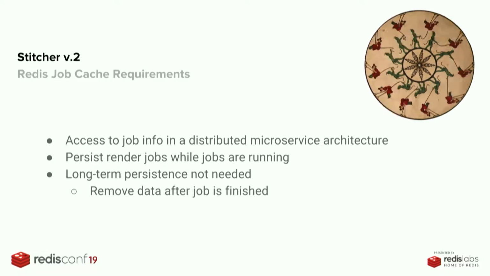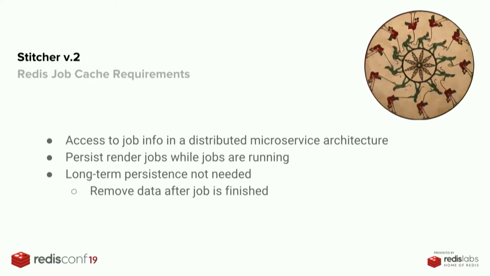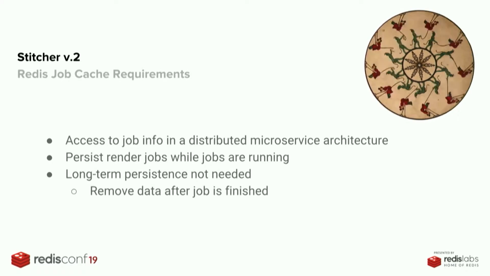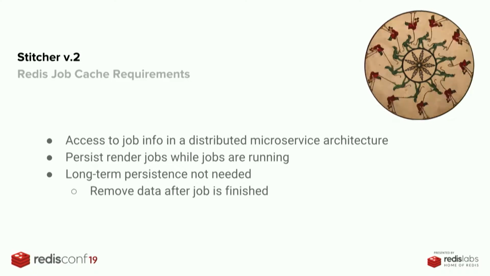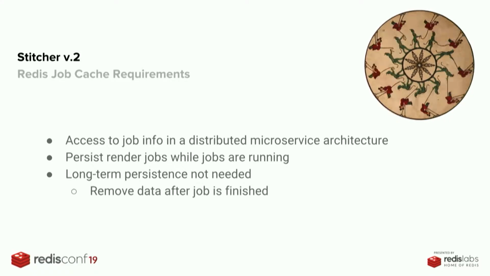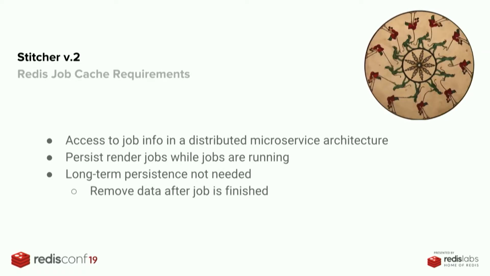The requirements for our job cache were not that difficult. We're building for an internal tool with a fairly small user base of internal developers, internal content creators. But what we do need to do is we need to have access to the job info throughout the distributed microservice environment. We want to persist the rendering jobs while jobs are running, but long-term persistence is absolutely not necessary. We can just remove all that information once the job is finished.